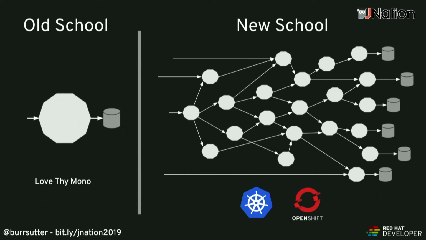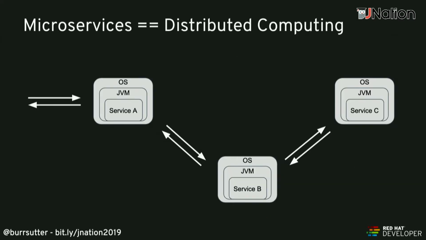So you can live in the old school world, but if you decide to move to this new school world, this is where something like Kubernetes really helps you. This is where going cloud native really helps you, okay? Microservices is fundamentally about distributed computing. This means A calls B calls C across a network.